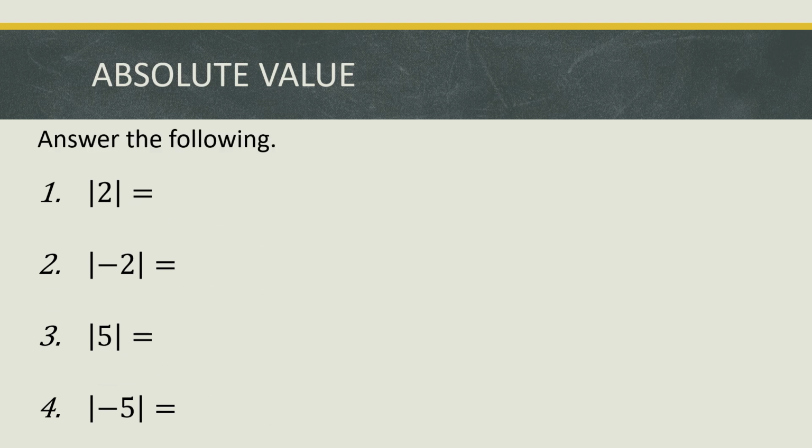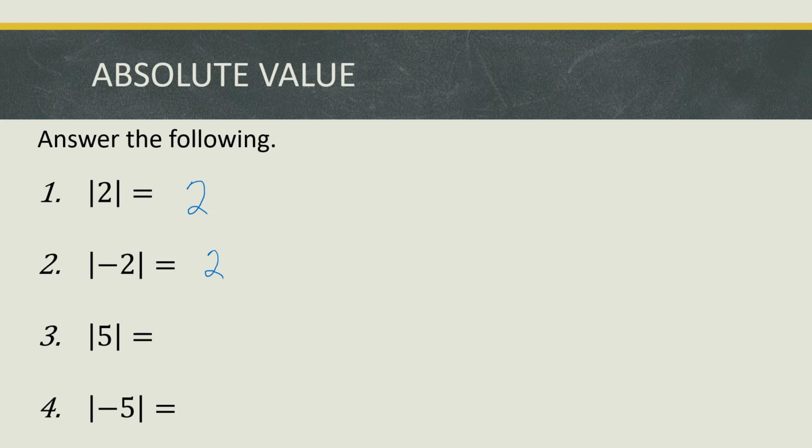Let's take some examples. Let's answer the following. What is the absolute value of positive 2? The answer is 2. And what is the absolute value of negative 2? The answer is still 2. So whatever the sign inside the symbol of the absolute value, the answer will still be positive. That is the sense of the absolute value sign.